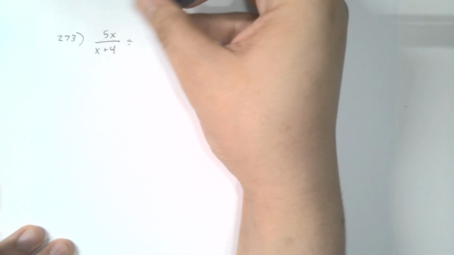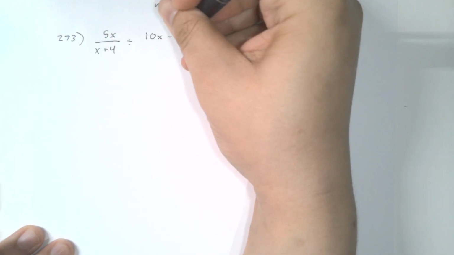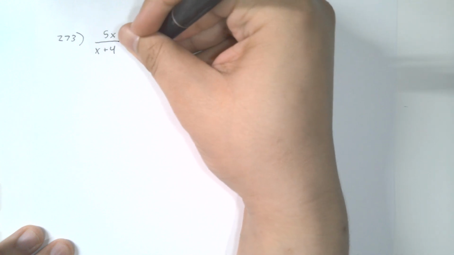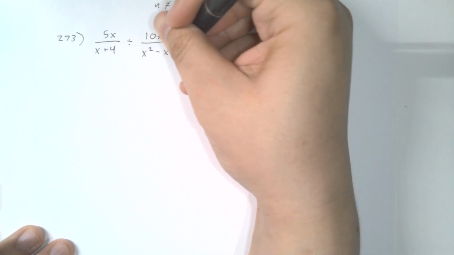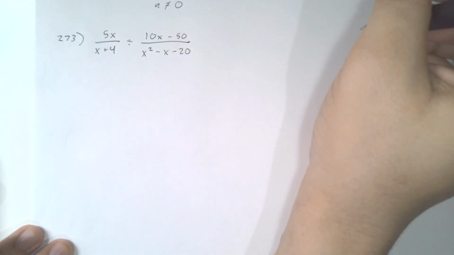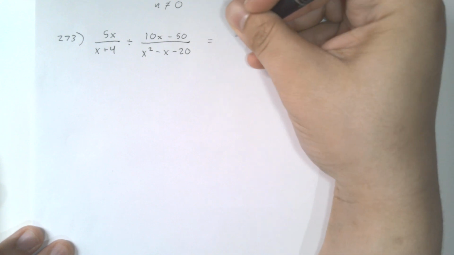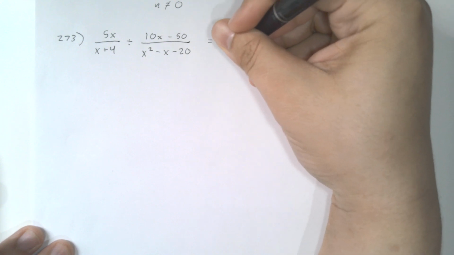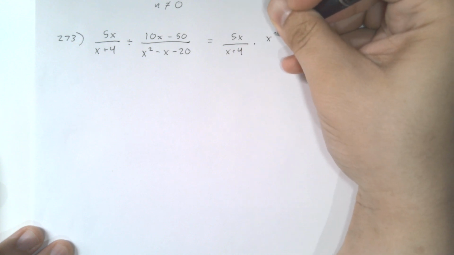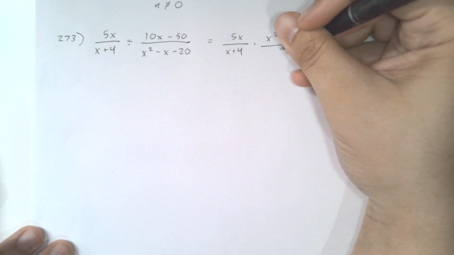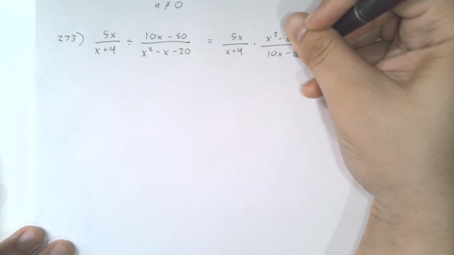What about with 273? 273, we have 5x divided by x plus 4, divided by 10x minus 50 divided by x squared minus x minus 20. So, first, let's flip these fractions. This is going to be equal to 5x divided by x plus 4 times x squared minus x minus 20 divided by 10x minus 50.